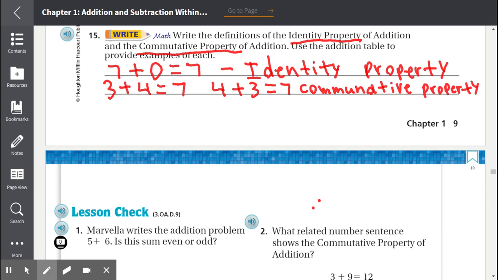All right, so let's flip to the back page. Before we flip to the back page, just remember the identity property involves the number 0. Whenever you hear the identity property, you know it's going to involve the number 0. And the commutative property, the keyword to remember is that the numbers switch. The numbers we're adding switch. And when we switch the numbers, we still get the same sum.